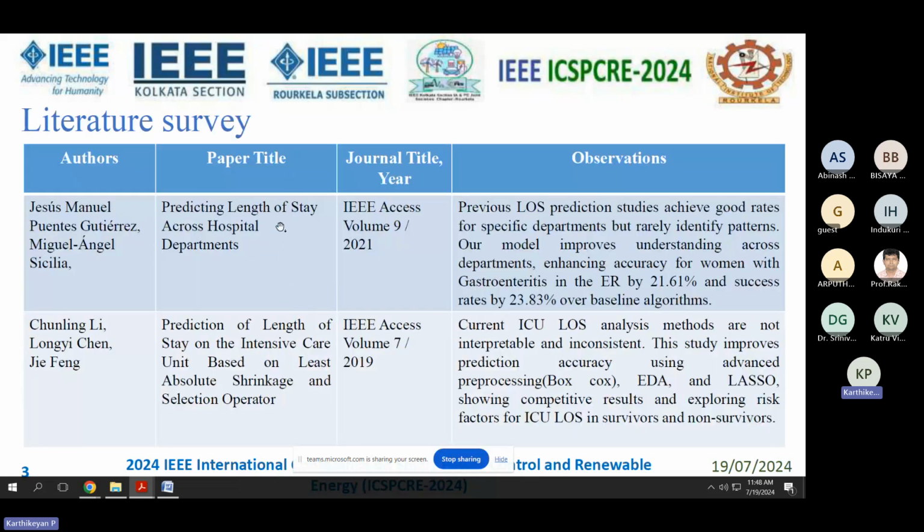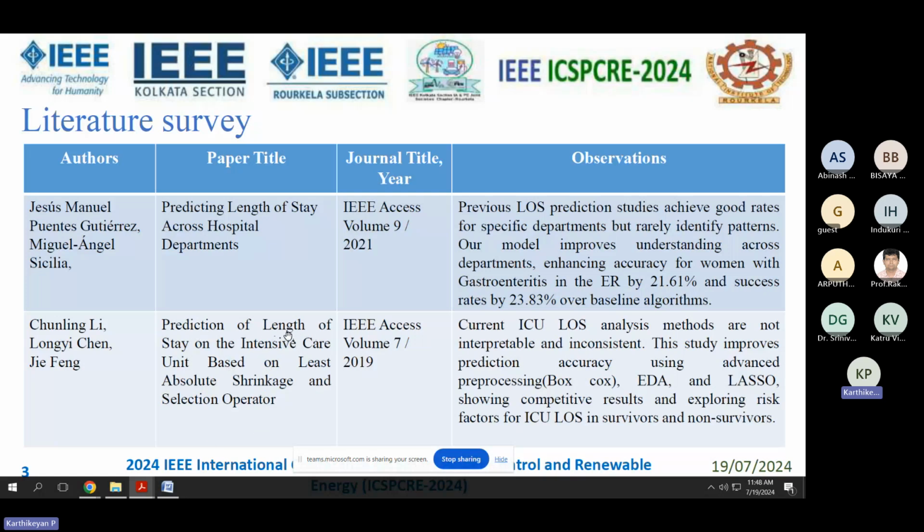The first paper is prediction of length of stay across hospital. In hospital, we have various departments like ophthalmology, cardiology, dermatology, and so on. Each department collects its own data set because every department has certain disease medical parameters. Those parameters are used to predict the length of stay, and they give the results as average as well as maximum length of stay. They cannot accurately define whether the patient will stay 10 days or 12 days; they give an average value as well as a maximum value.